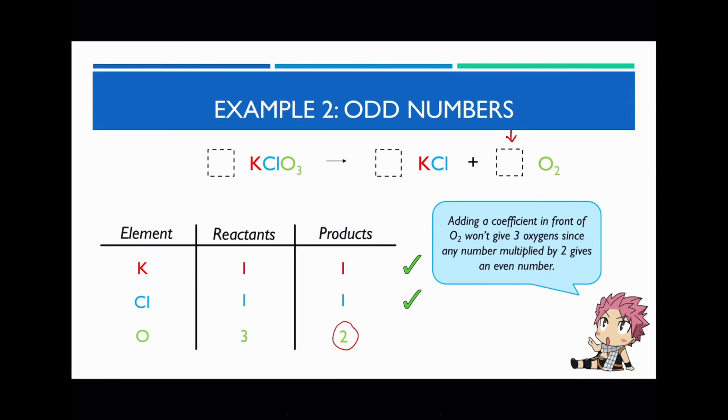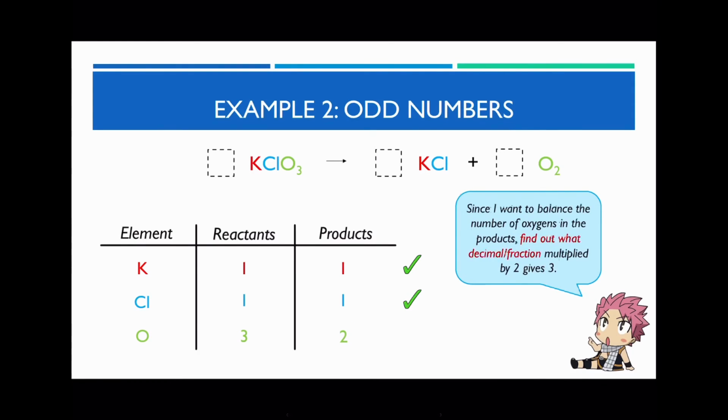Now, there's actually 2 ways to answer this question. There's the mathematical way, which is a lot more time efficient, and there's the visual method, which kind of makes sense, but it takes a lot longer to do if you were actually doing this in an actual exam. So I'll show you the mathematical way first, a more efficient method. Since I want to balance the number of oxygens in the products, I need to find out a decimal or fraction so that when it's multiplied by 2, this will therefore give me 3.